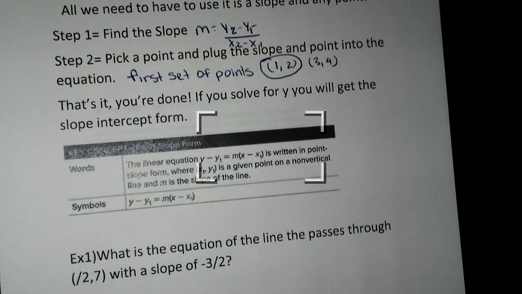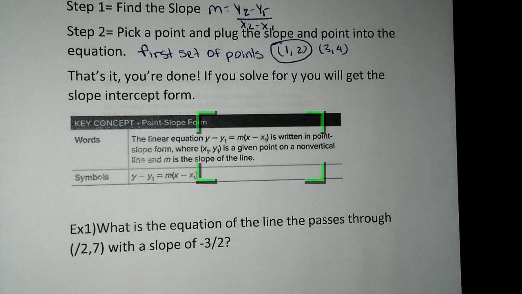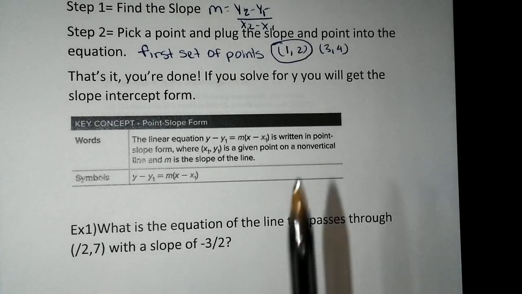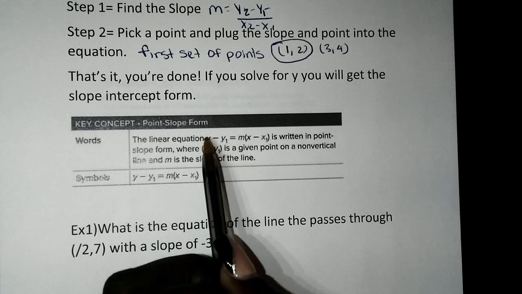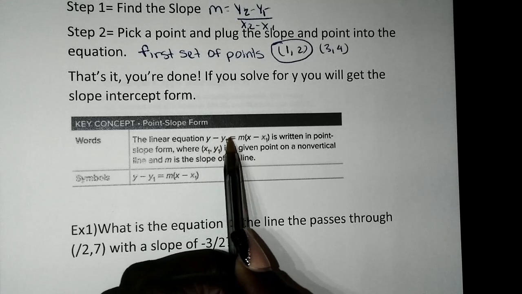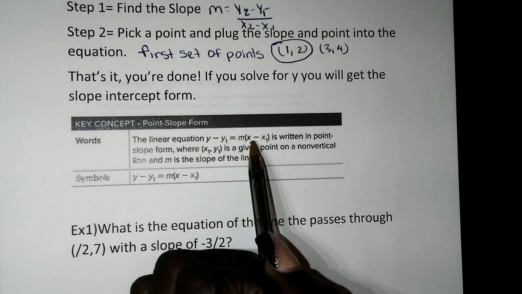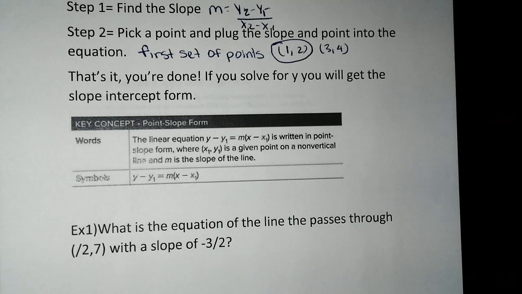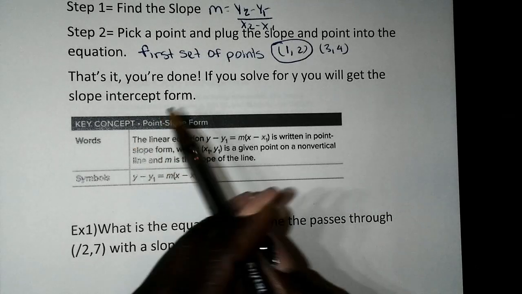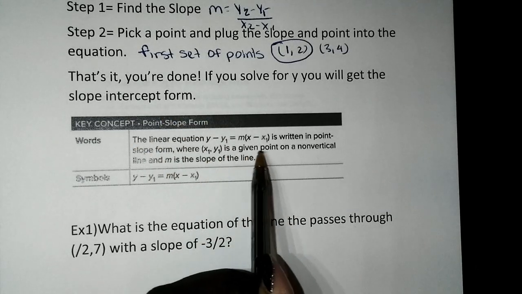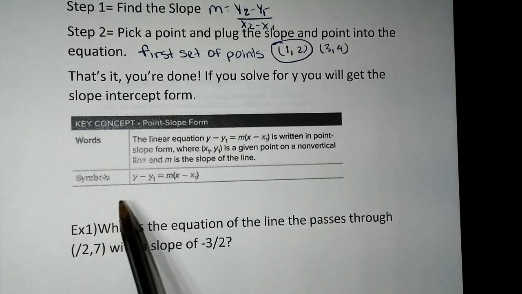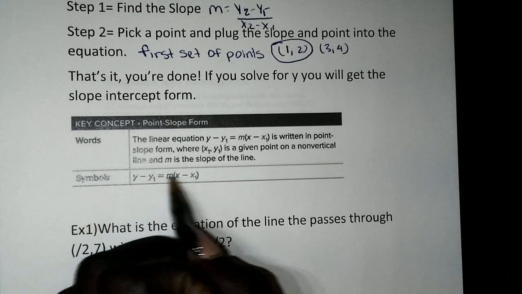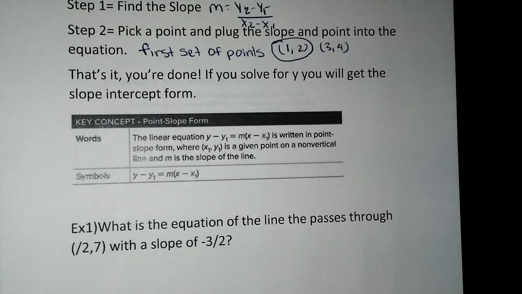So when we're talking about point slope formula, I got a little glare. This is your point slope formula right here. This is your y minus y1 equals m times x minus x1. It's written in point slope form where x1 and y1 is a given point on a non-vertical line and m is the slope of the line. And this is how you will see it on your test. So let's look at our first example.